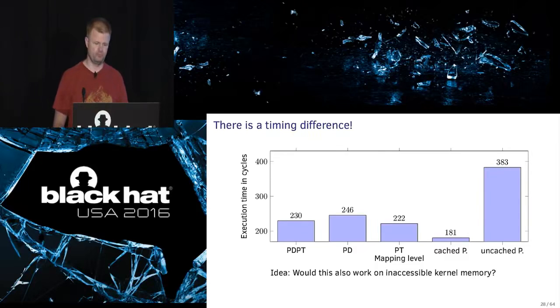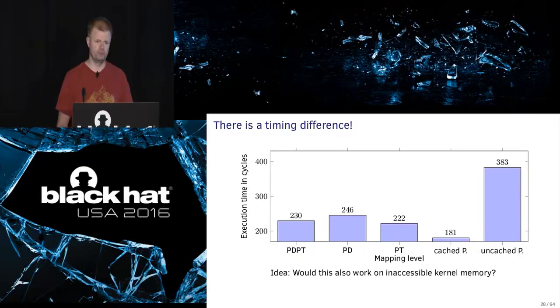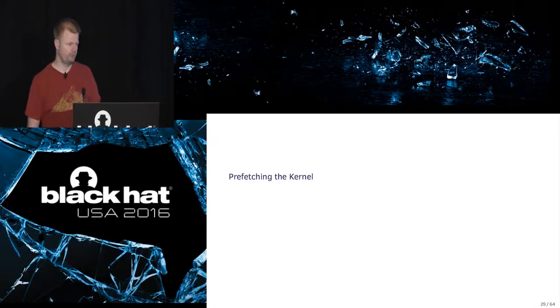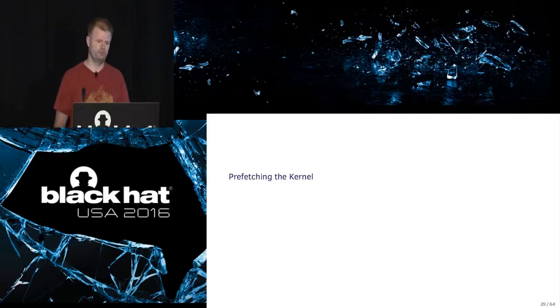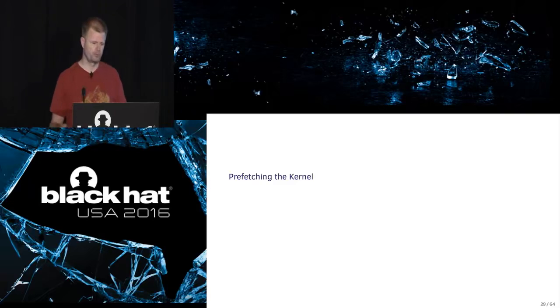The fastest is if it's in the TLB, and the slowest if it has to go to physical memory. It's worth noting here that that is exactly the reversed order of the page table lookup itself. And that has a purpose for Intel, because most operating systems tend to use small pages, not much use for gigabyte pages in real-world applications. So the idea here is, would this also work for inaccessible kernel memory? And you already know the answer, because the prefetch instruction doesn't track privileges. So let's turn to what we can do with the kernel with the prefetch instruction.